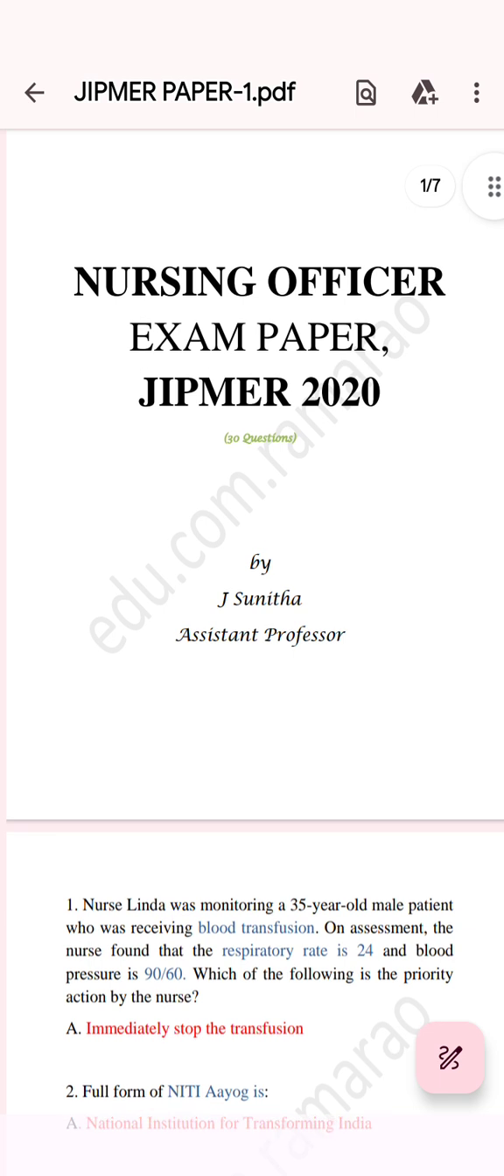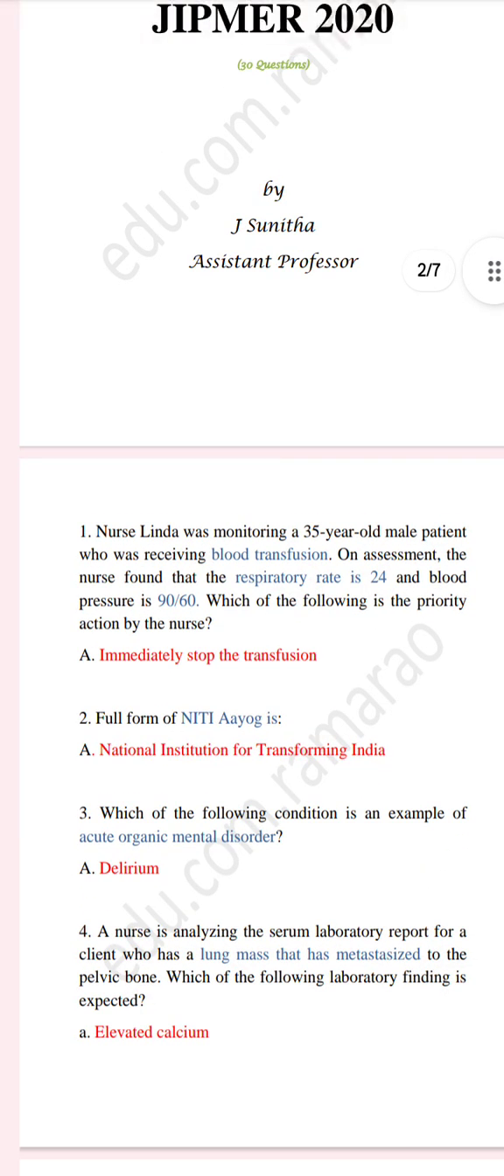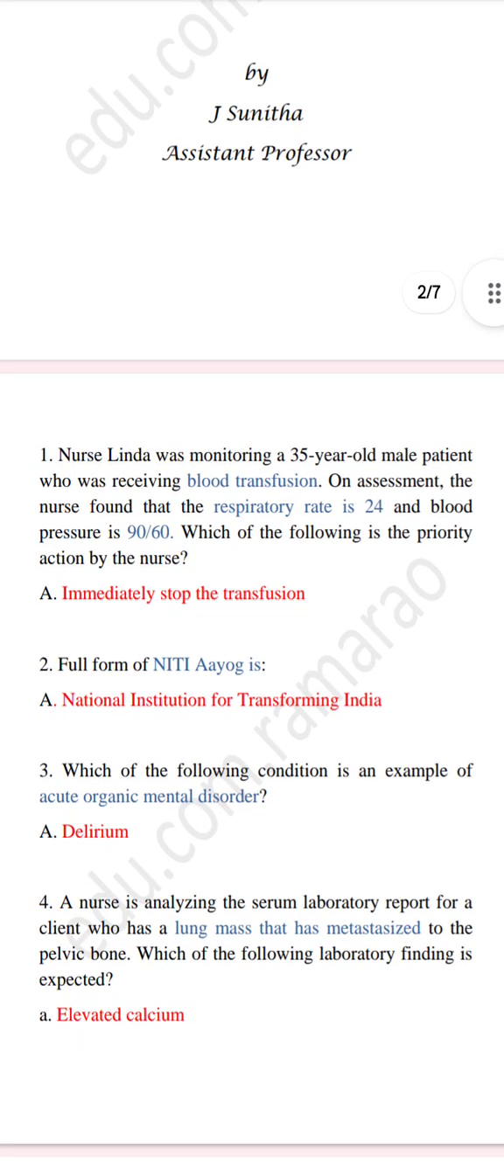So, here you can see past JIPMER 2020 key paper. So, let us discuss questions of it. The first question: the nurse Linda was monitoring a 25-year-old male patient who was receiving blood transfusion. On assessment, the nurse found that respiratory rate is 24 breaths per minute and blood pressure is 90 by 60. And here abnormality you can see. We can see abnormality in BP. And which of the following is the priority action by the nurse? The answer is immediately the nurse should stop the transfusion.